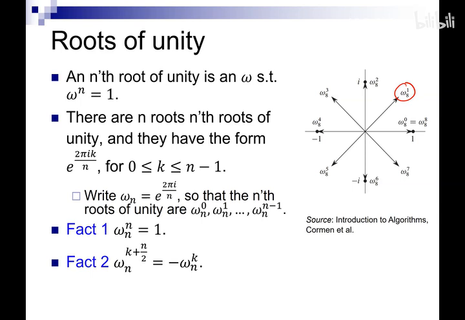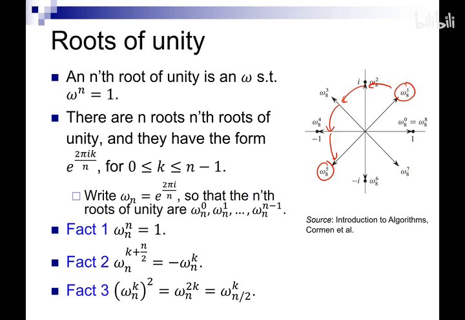So this is going to be omega 8 to the fifth power, okay? And you see that what you need to do is basically just move 4 steps. So n is going to be 8 over here, so n over 2 is going to be 4 steps. So we move 1, 2, 3, and 4 steps, and that takes us to omega 8 to the fifth power. And that's indeed the opposite of omega 8 to the first power, right? And this holds for every k.